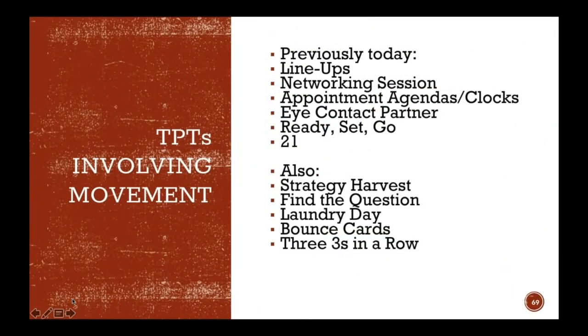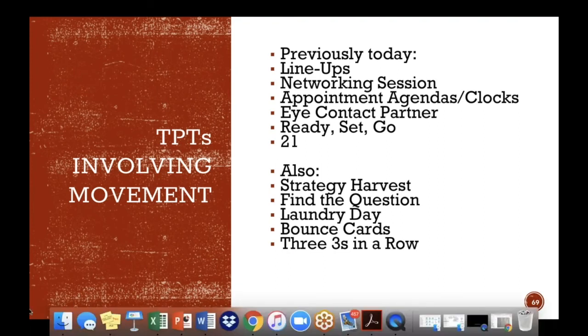TPTs involving movement. Previously in our time together, we've talked about lineups. We've talked about networking sessions or 7-Eleven conversations. We've talked about appointments. That was like clock buddies. We've talked about contact partners. We've talked about 3 to get ready. And we've talked about 21. Other things to consider are strategy harvest, find a question, bounce cards, and 3 threes in a row.